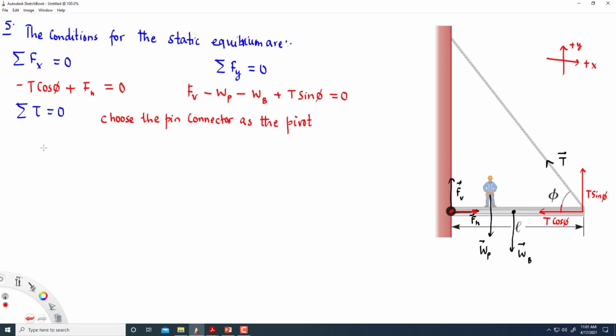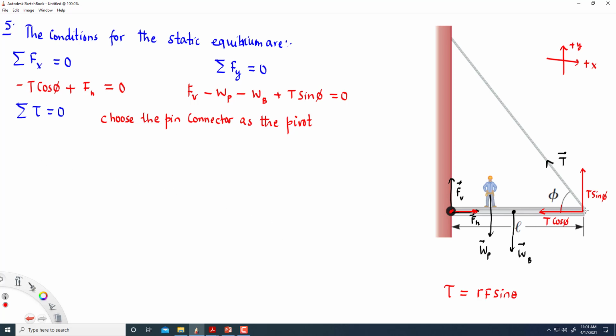Okay, then we will find torque for each of the forces. So for tension, the distance, by the way, the torque is given by R F sine phi, where phi or theta, this angle, is the angle between R and F.